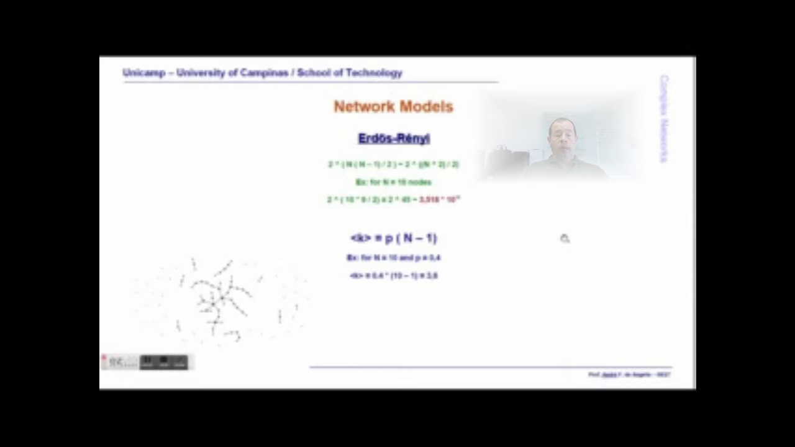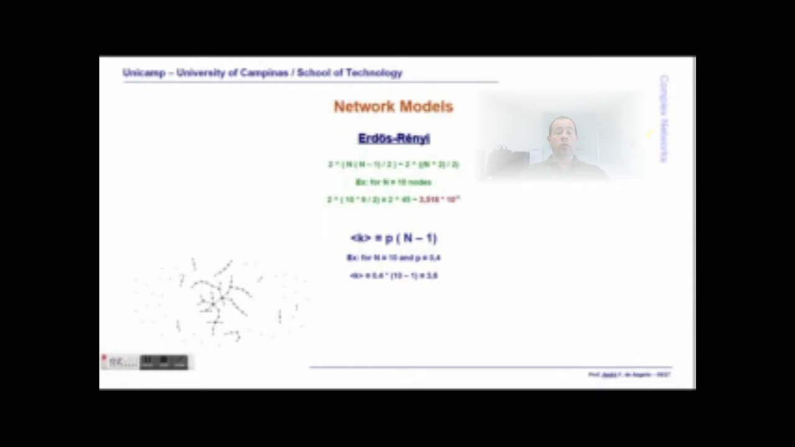In this slide, we can see that for a network of 10 nodes, we can think about 10 to 13 combinations of edges. It's a very big number. And we can calculate the expected average degree as we do in the second part of this slide. And for a network of 10 nodes and the probability 0.4, we have an expected average degree of about 3.6.